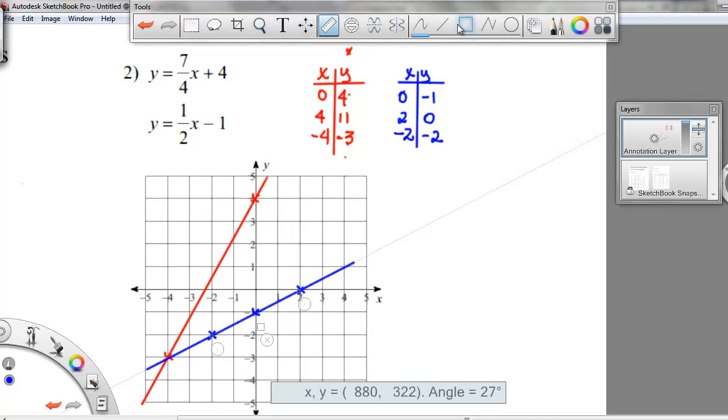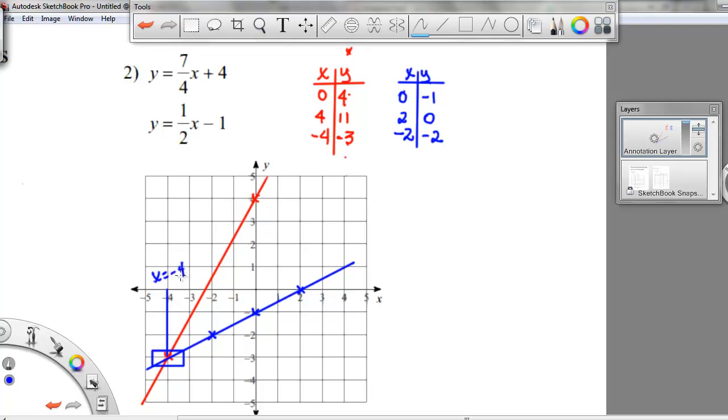That intersection point is right here. Let's go ahead and pick that off. So that says right there that x is a negative 4. If I look right here with my y, y is a negative 3. This means that the solution to this linear system is x equals a negative 4 and y equals a negative 3. That is the point that lies on both of these lines, so that means it has to be a solution to both of these equations.